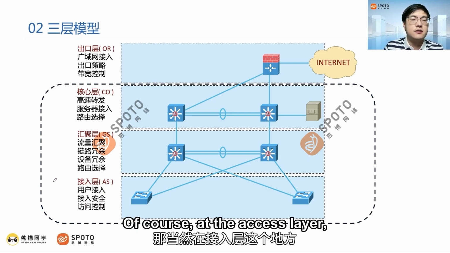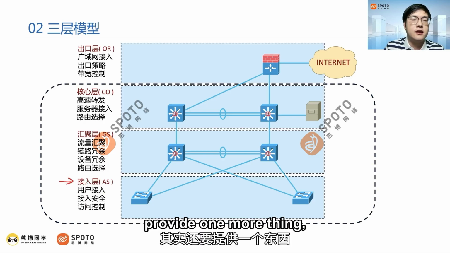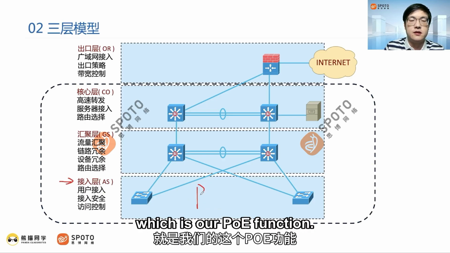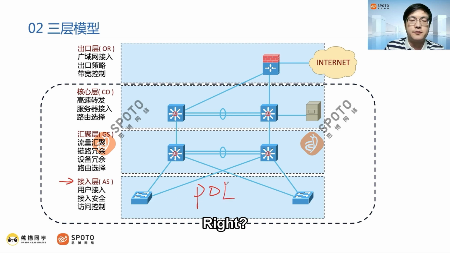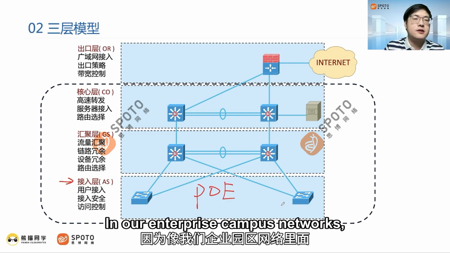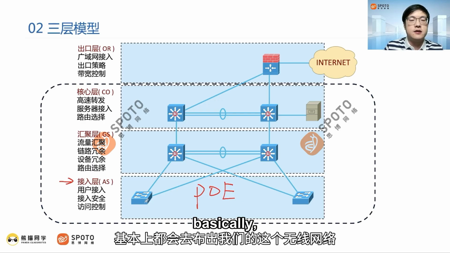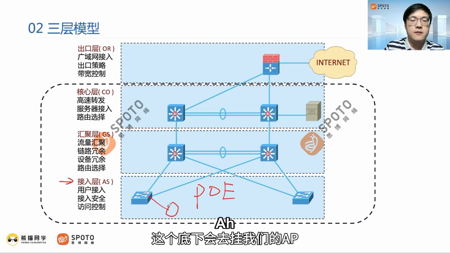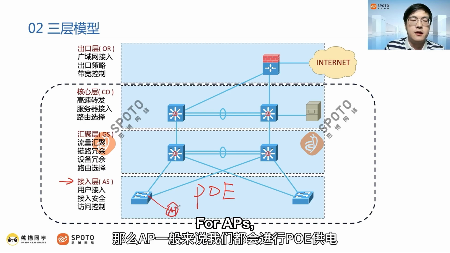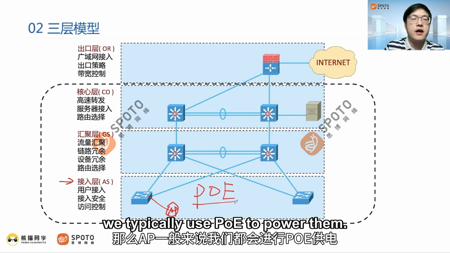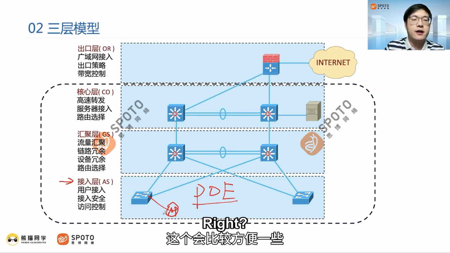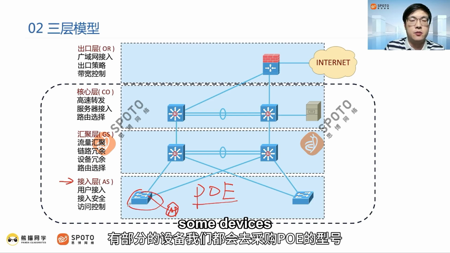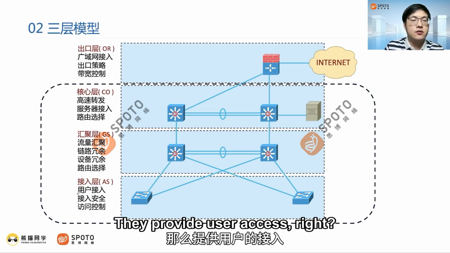Of course, at the access layer, we actually provide one more thing, which is our PoE function. Right? In our enterprise campus networks, basically, we deploy wireless networks. APs connect to them. For APs, we typically use PoE to power them. This is more convenient, right? So for access switches, for some devices, we will purchase PoE models.